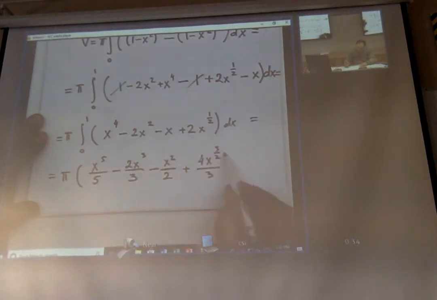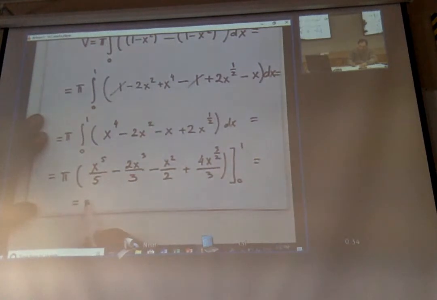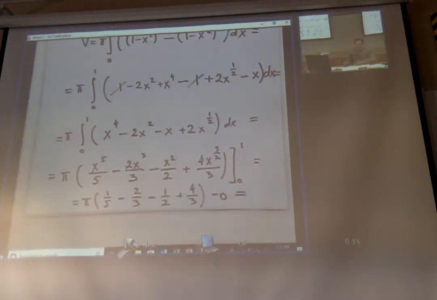Okay, perfect. So from 0 to 1, right? When we substitute, it's 1 over 5 minus 2 over 3 minus 1 over 2 plus 4 over 3. And if you substitute 0, you get 0, right? So as the final answer, 11 pi over 30. It's just the calculator work, right?